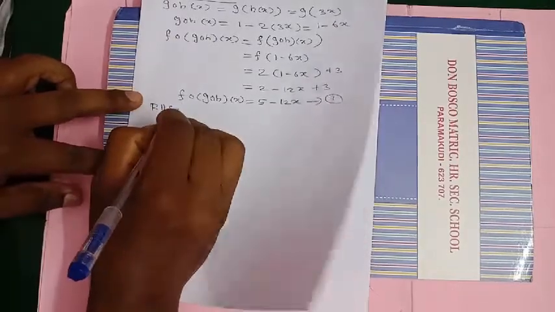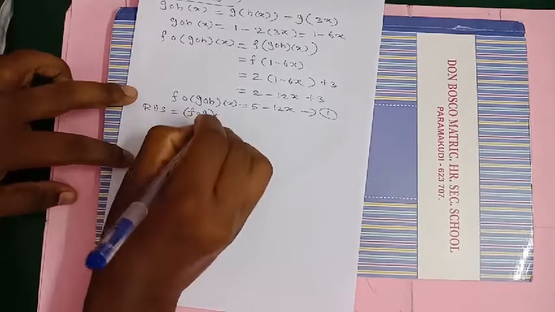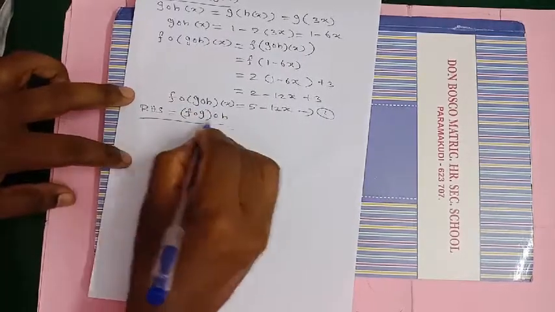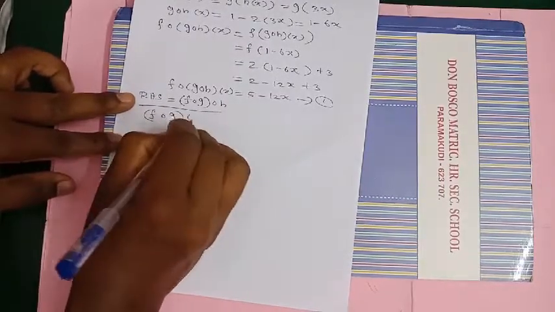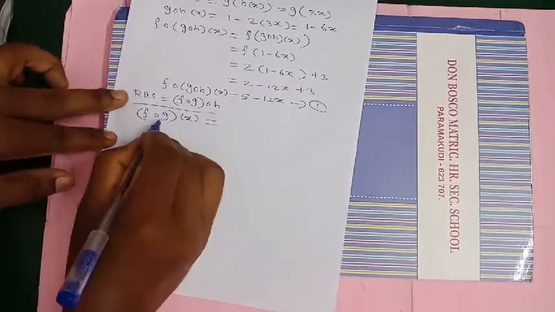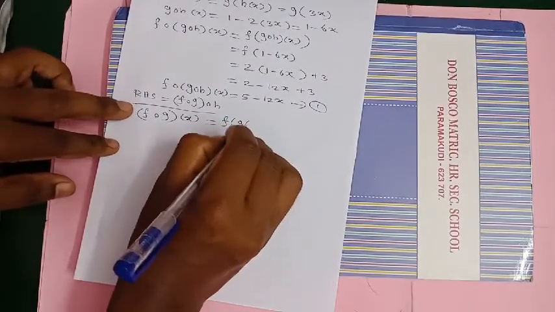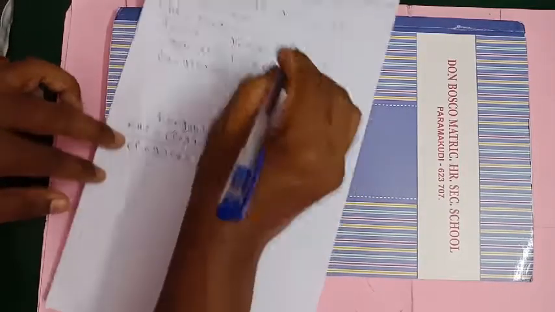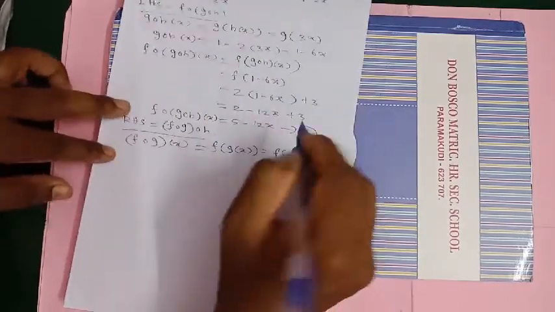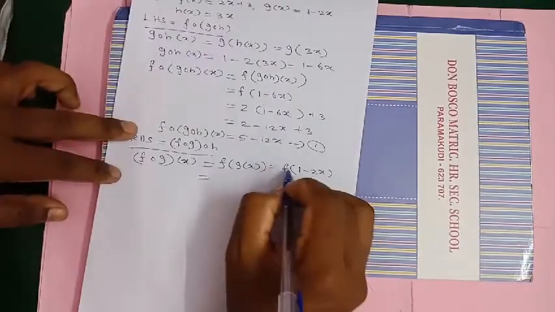Right hand side is equal to f composition g composition h. What is given in the bracket? F composition g. Let us find the function of x, which is equal to f of g of x. What is g of x? G of x is equal to 1 minus 2x. So it is f of 1 minus 2x.